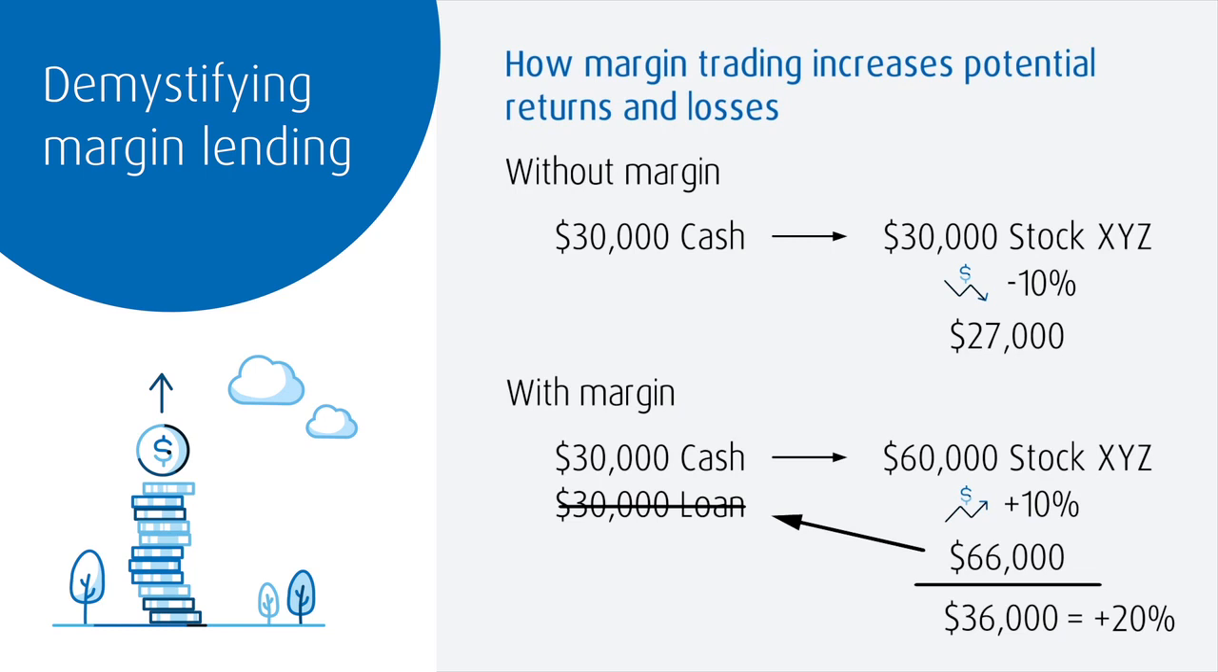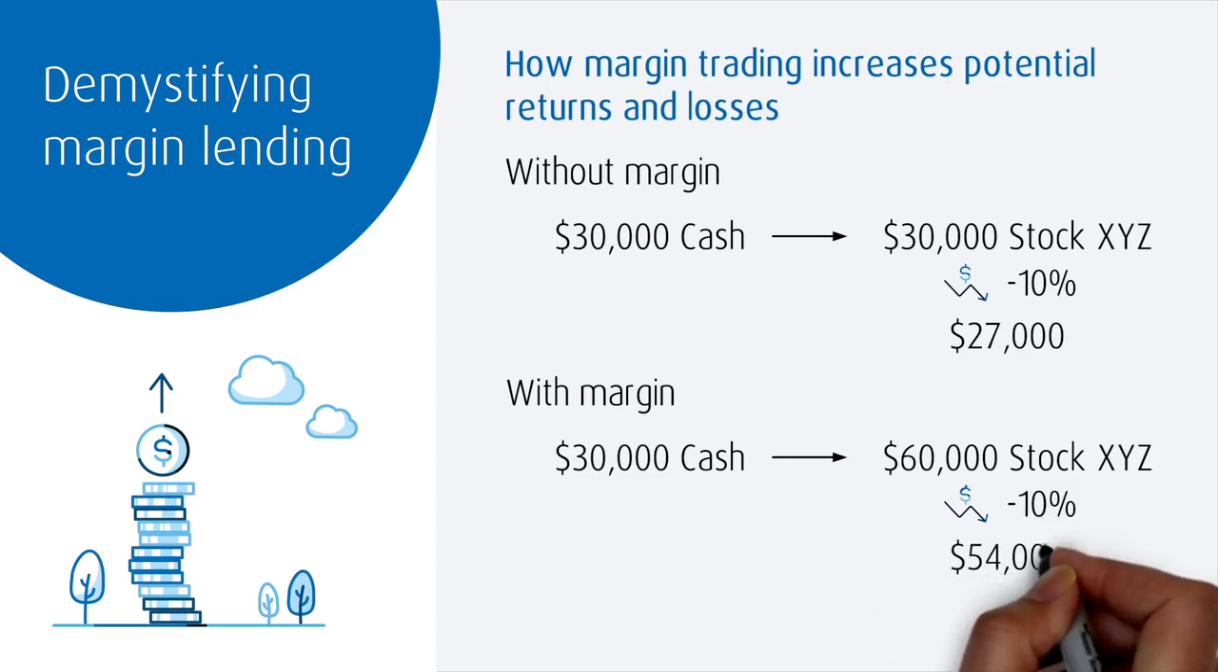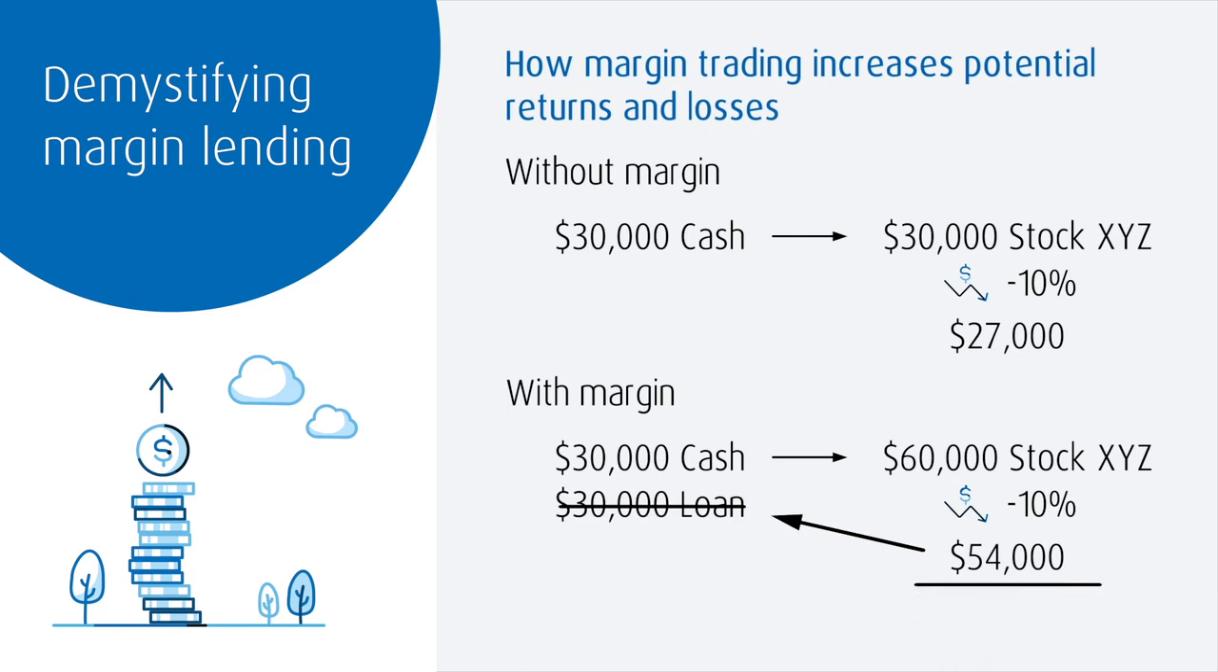This sounds lucrative, but consider what happens if stock XYZ went down 10%. Our $60,000 initial position is reduced to $54,000. We still owe $30,000, so if we sold our position, we would be left with $24,000 after paying back the loan. We would have lost 20% relative to our starting $30,000 cash position, and again, we would additionally have to subtract trading commissions and the interest charged for borrowing funds. So again, while the stock moved 10%, our margin trade moved 20% due to the leverage.